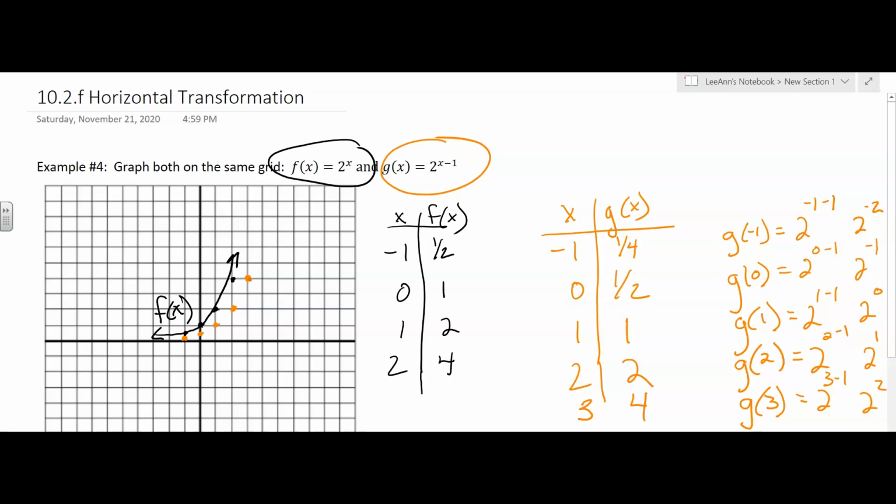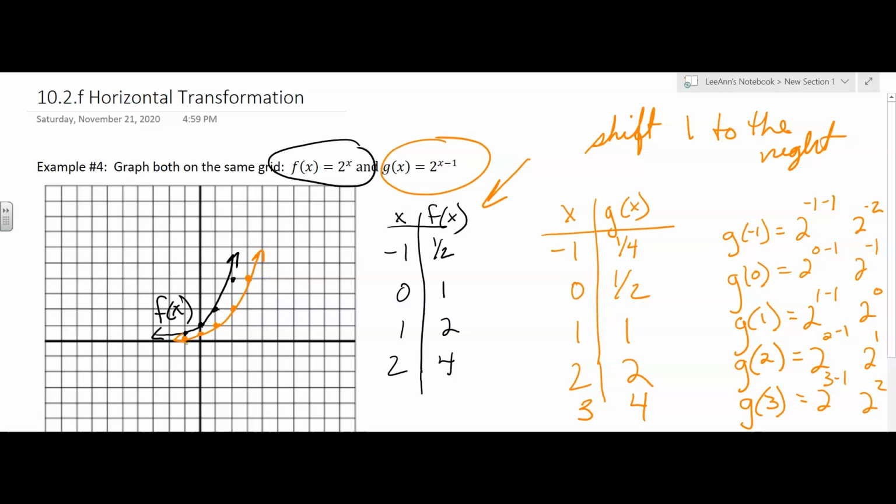So what has happened is all the points from the original graph, f of x, have all scooted to the right 1. So this is a transformation, a horizontal transformation. They all shifted 1 to the right. Okay? And so we get this.